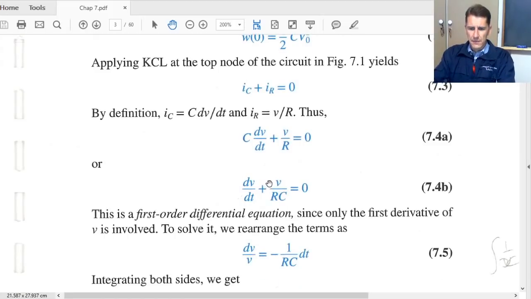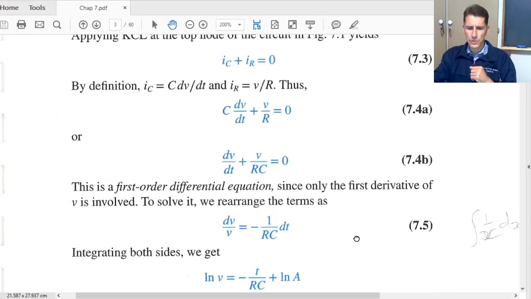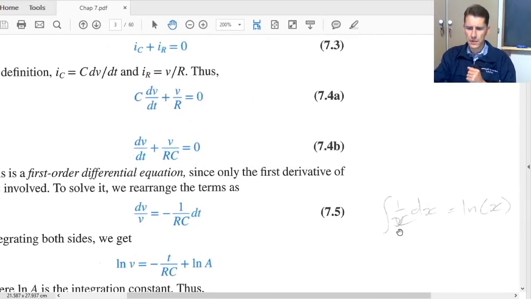So what they do is they divide everything by V, they take the second term over, and the V, they bring that back, so you've got the V over V, so you actually have 1 over V dV, and on the right you've got minus 1 over RC dt. Now we want to get rid of the differential, so we're going to integrate on both sides.